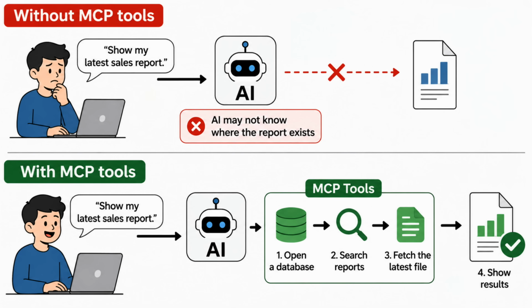Now we will see a simple example scenario. Suppose you ask AI, show my latest sales report. Without MCP tools, AI may not know where the report exists. With MCP tools, AI opens a database, searches reports, fetches the latest file, and shows the results.